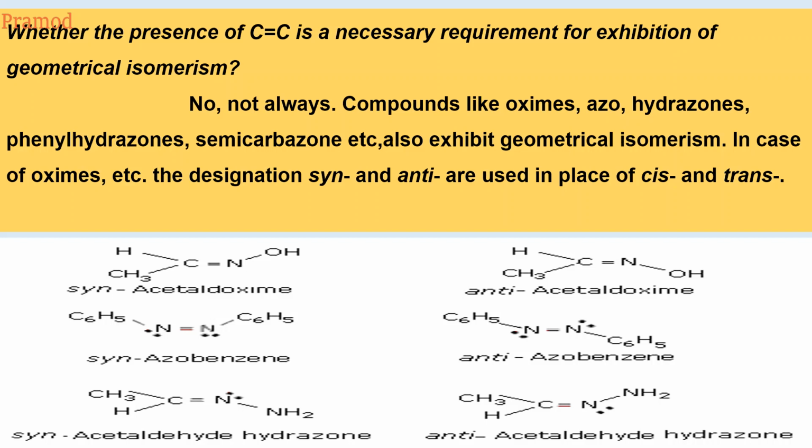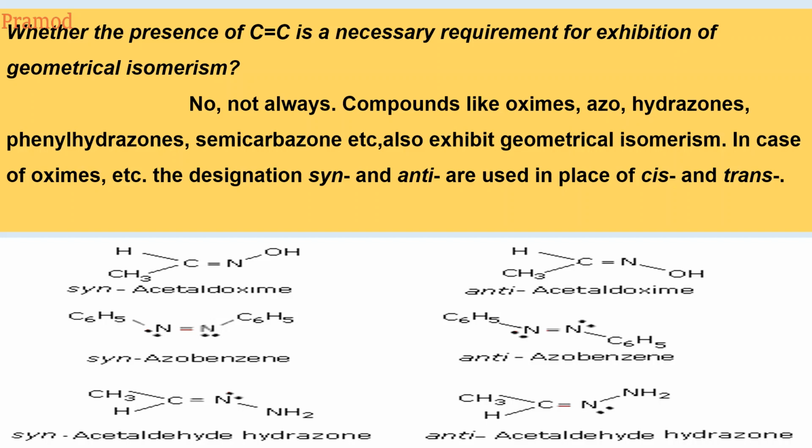Now in the case of azo compounds, there is a nitrogen double bond. If the lone pair of electrons are on the same side, then it is said to be syn. When the lone pairs are on the opposite side or the substituents are on the opposite side, it is known as anti-configuration. Okay.